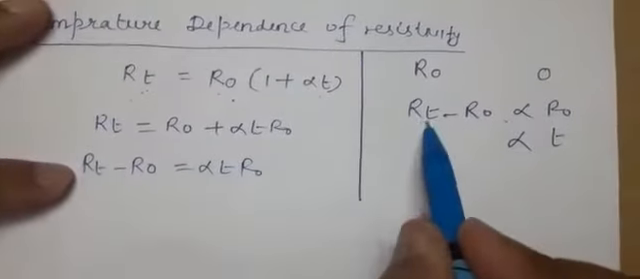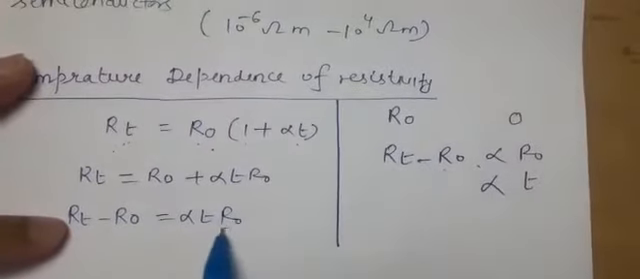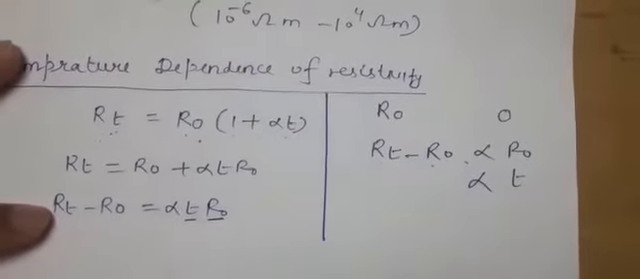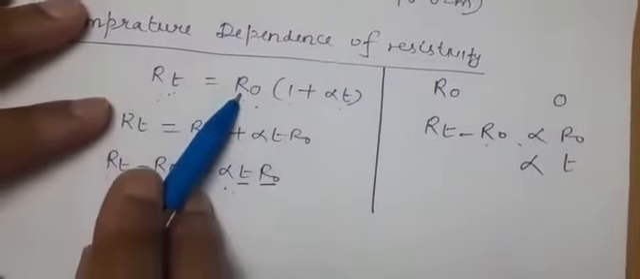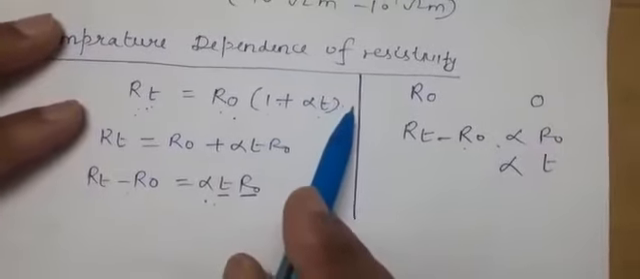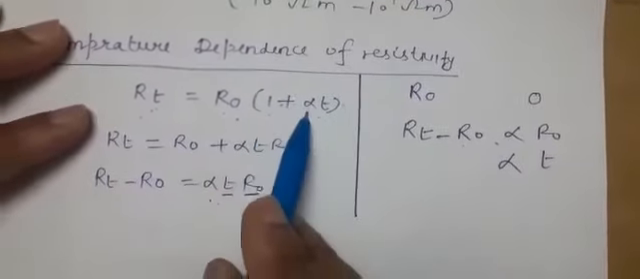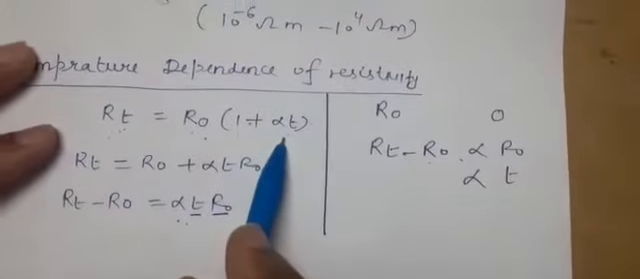Actually, I have taken this change of resistance, this increase of resistance, as proportional to the original resistance as well as temperature. This is a particular concept on the basis of which we give it. Although there are some other terms in this expression, such as plus beta T square in addition to 1 plus alpha T, we have ignored those values. We have taken only this as a result.